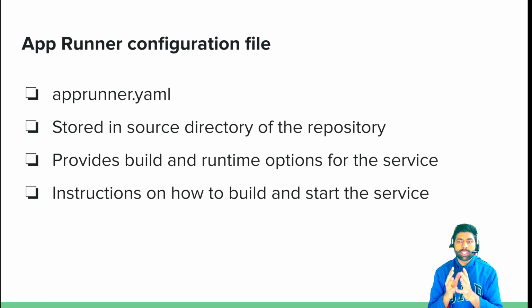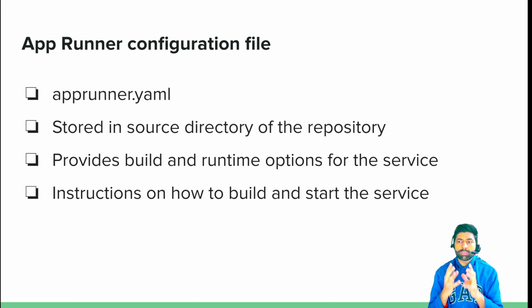So the options that you specify in this file become part of your source repository, and any changes to these options are tracked similarly to how changes to your source code are tracked. So you can use the App Runner configuration file to specify more options than the API supports. The App Runner configuration file is a YAML file named apprunner.yaml in the source directory of your application repository. It provides build and runtime options for your service.